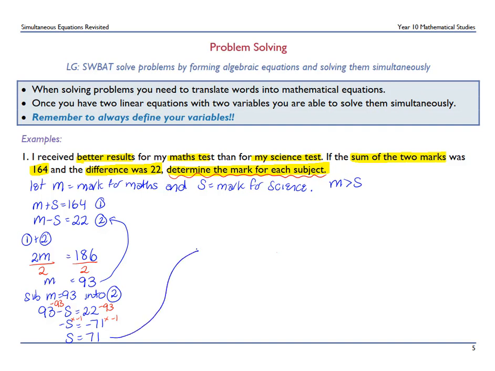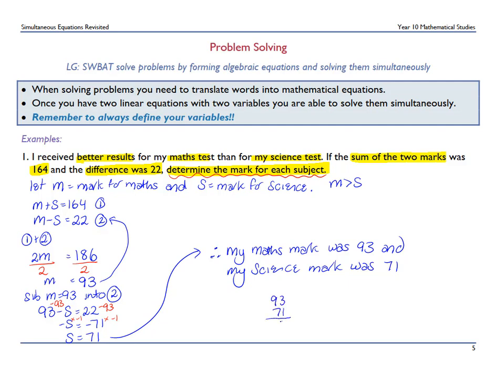Okay, so we have to finish with the word answer. Therefore, my maths mark was 93 and my science mark was 71. And just check, the sum of the two marks was 164, so 93 and 71, that's 164. The difference was 22. 93 minus 71 is 22. So I know my answer is correct.